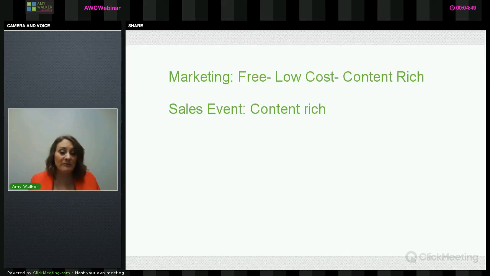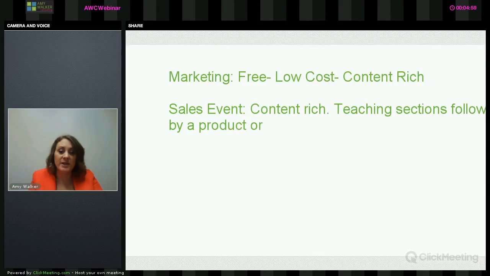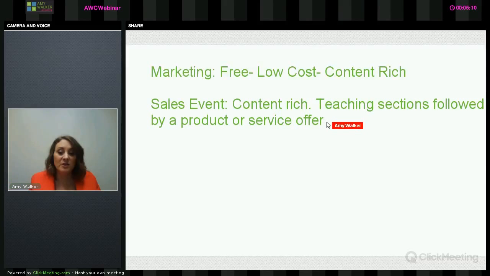So a content-rich event where you do teaching sections followed by a product or service offer. So you'll spend some time teaching, and then after you finish teaching that, you're going to say, okay, great, for those of you who want to learn more, here's how you can learn more, and then you offer them something they can purchase that day. So that's another type of event.